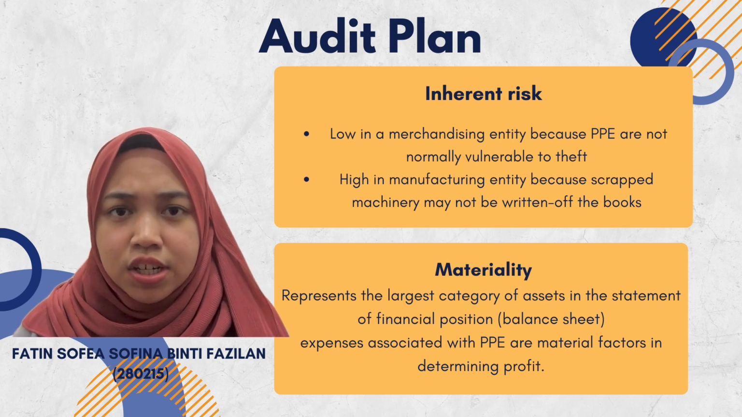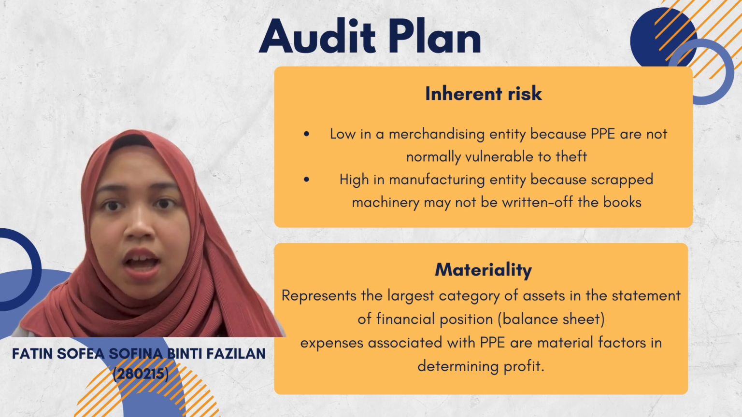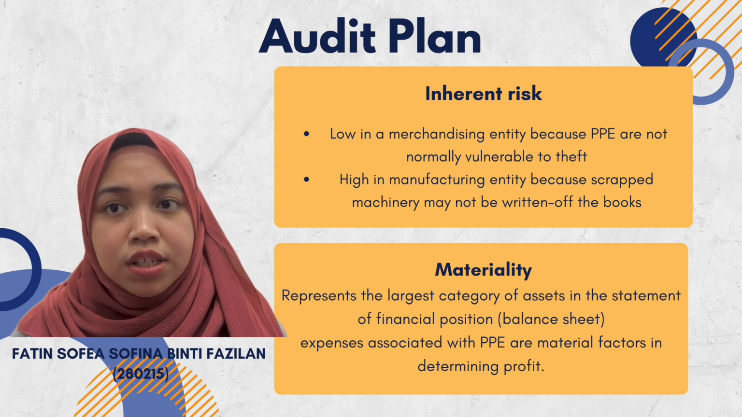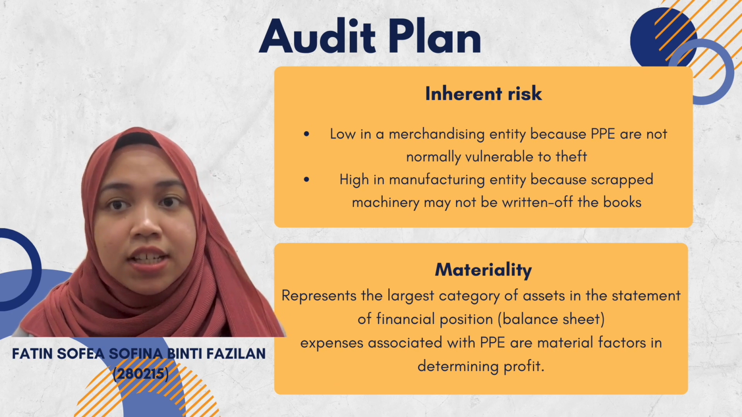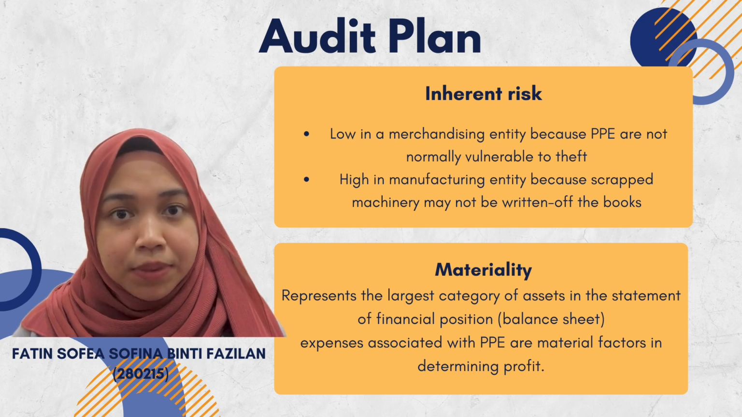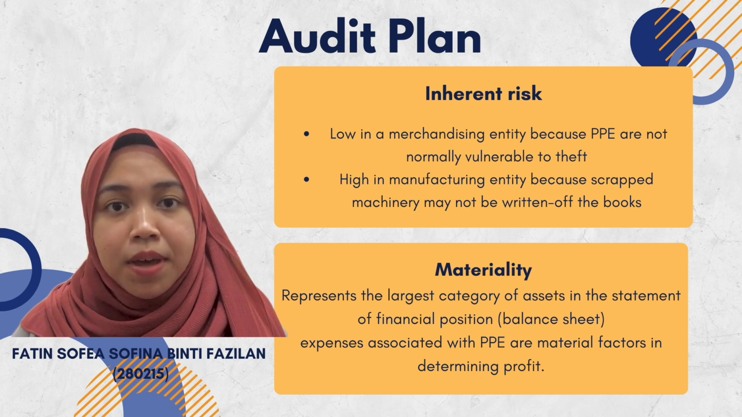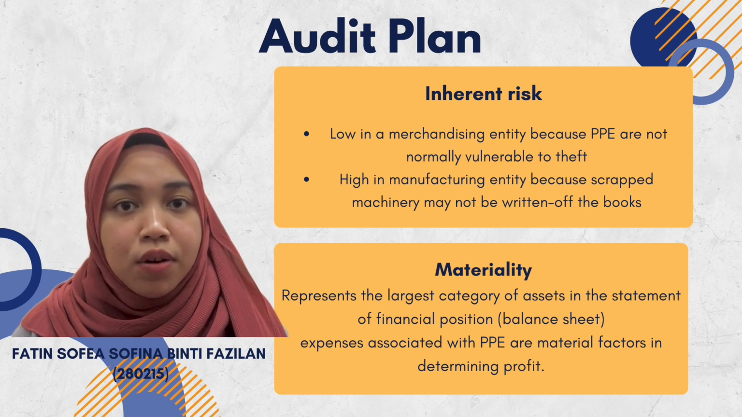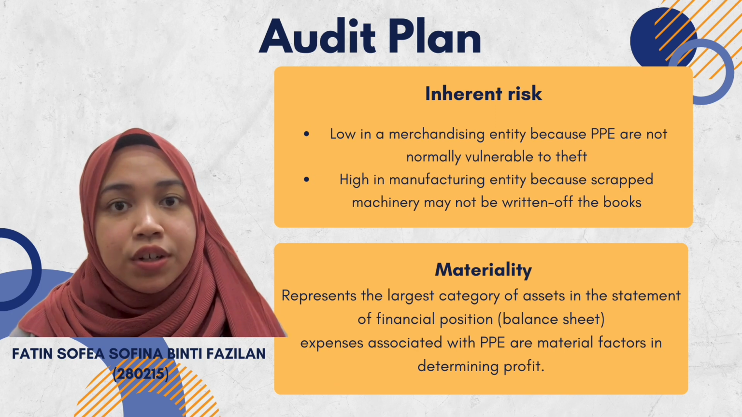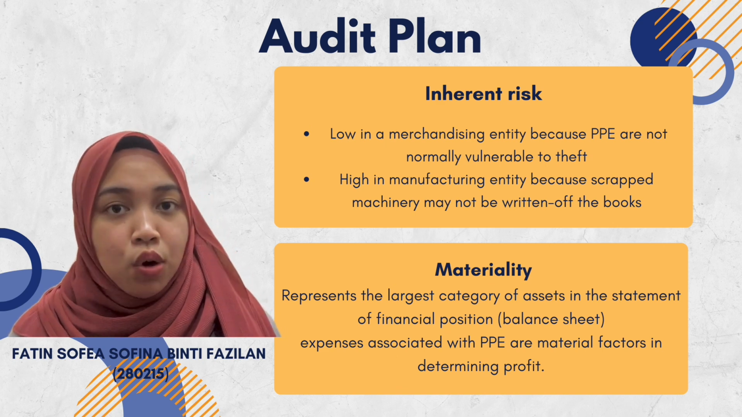There may be variations in inherent risk for assertions relating to different PPE accounts. The inherent risk for assertions may be low in a merchandising entity because plant and equipment are typically not susceptible to theft. In contrast, the inherent risk for assertions may be moderate or high in a manufacturing entity because scrap or retired machinery may not be written off the books, or small tools and equipment used in production may be stolen.